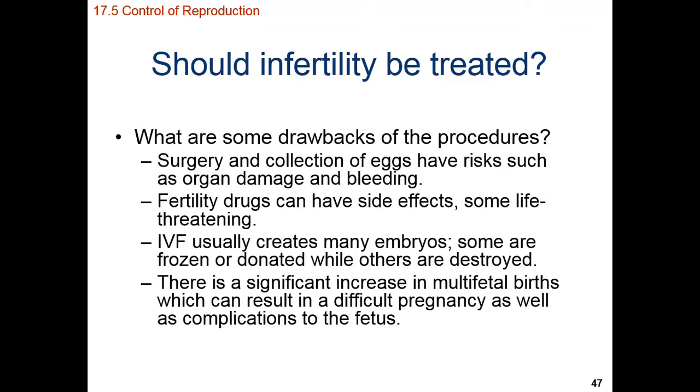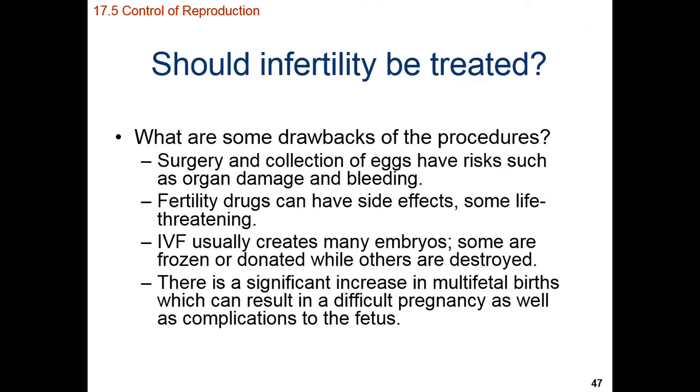Some of the complications related to fertility drugs are potentially life-threatening, particularly the increased risk of cancers and or blood clots. If we look at in vitro fertilization, fertilization in that test tube, there are many embryos created. Depending on your particular moral viewpoints, if you do not believe life begins at conception, generally speaking, this is a non-issue for you. But if you do believe that human life begins at conception, then this is a very significant issue for you.